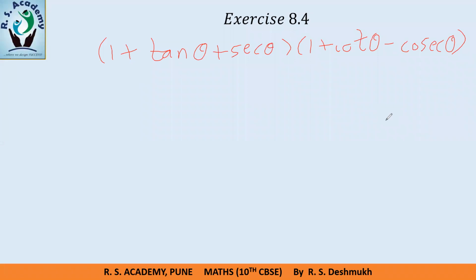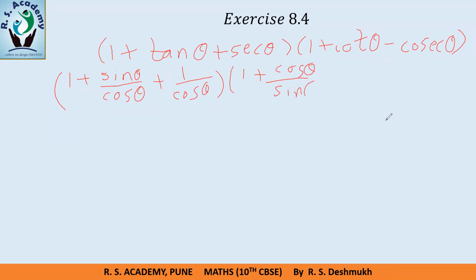1 plus tan theta plus sec theta into 1 plus cot theta minus cosec theta. We want to find the value of this. So I just simplify it. 1 plus sine theta upon cos theta plus sec is 1 upon cos, so it is 1 upon cos theta. 1 plus, it is cos theta upon sine theta, minus 1 upon cosec will become sine, so it is sine theta.